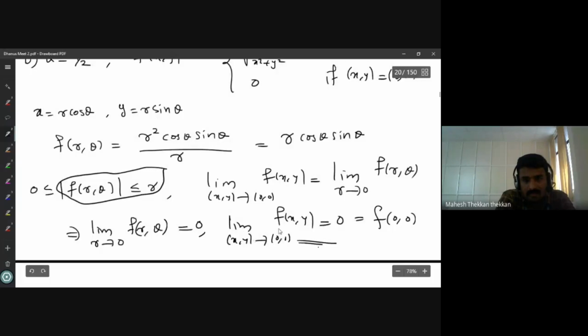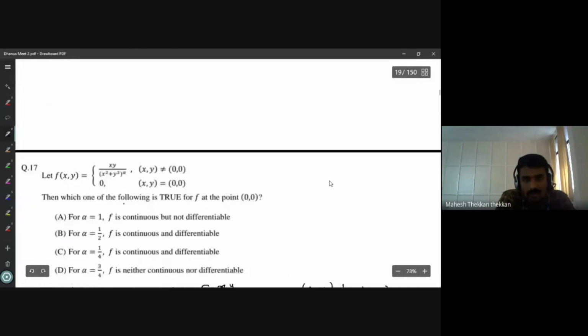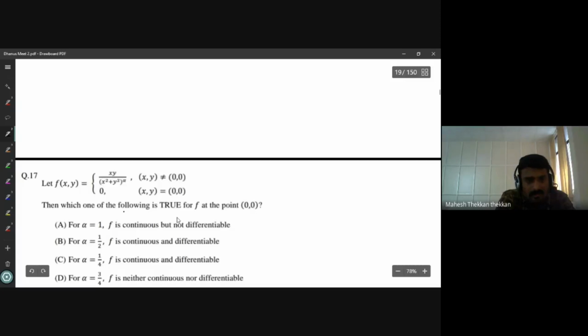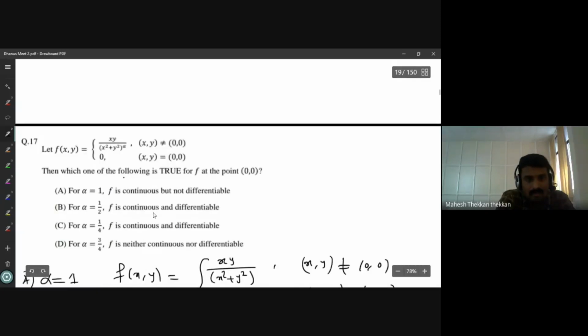The limit as (x,y) tends to (0,0) of f(x,y) gives f(0,0). We only need to worry about the point (0,0). So for alpha equal to half, f is continuous at (0,0). Now I wanted to look at whether f is differentiable at (0,0).